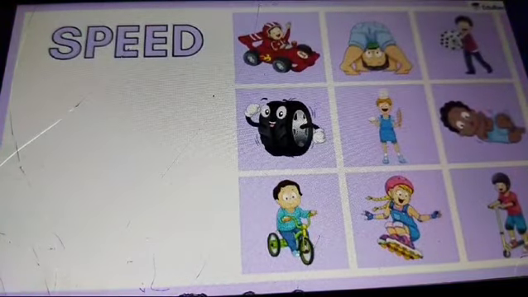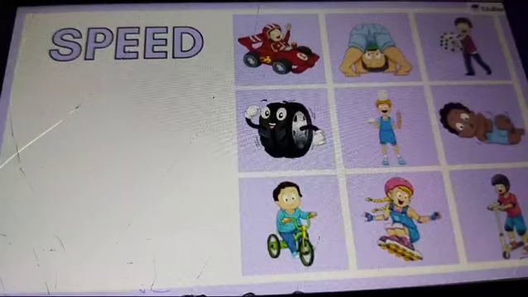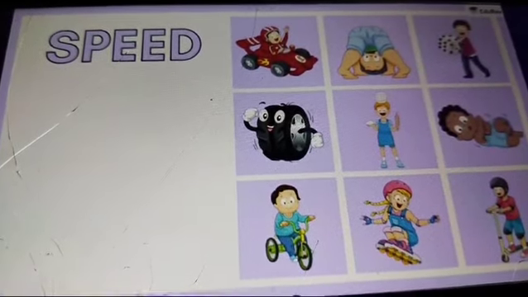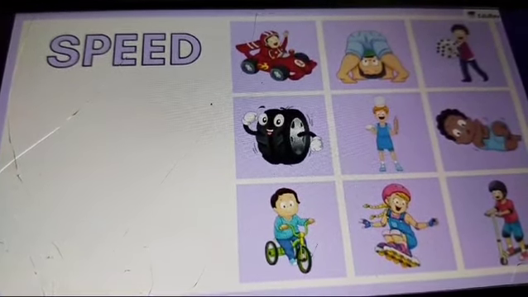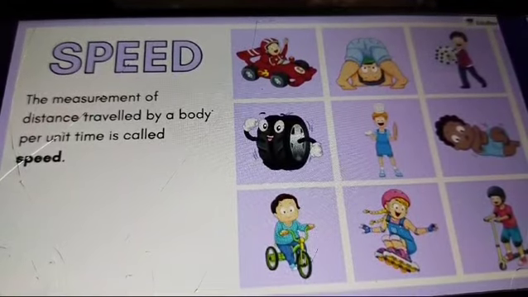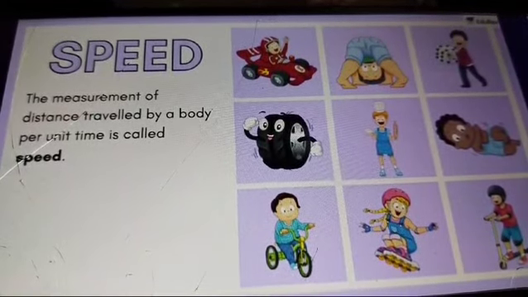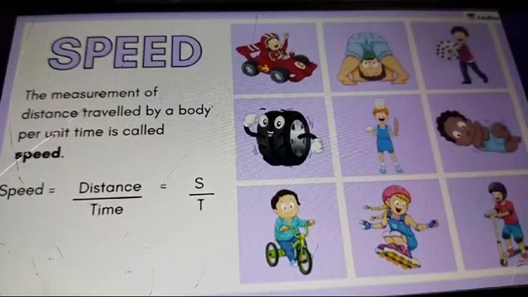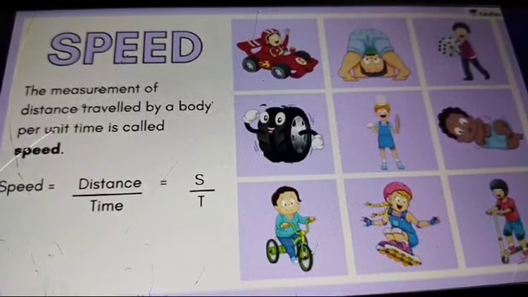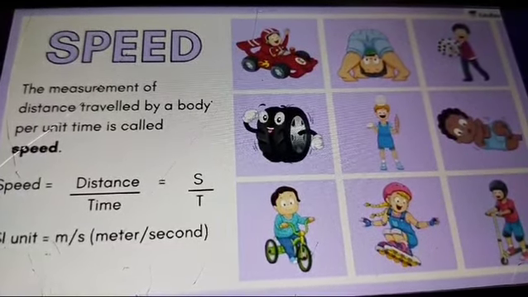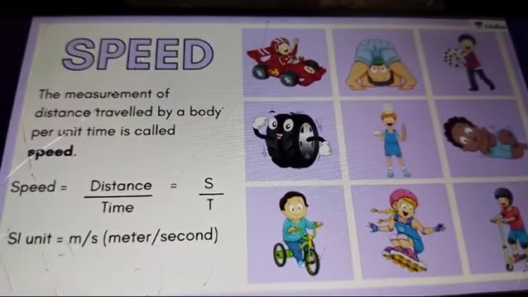Now, how do we tell how fast or slow a motion is? Yes, we tell this by using speed. Speed is the measurement of the distance traveled by a body per unit of time. So, speed is equal to distance upon time. The SI unit of speed is meters per second, m/s.